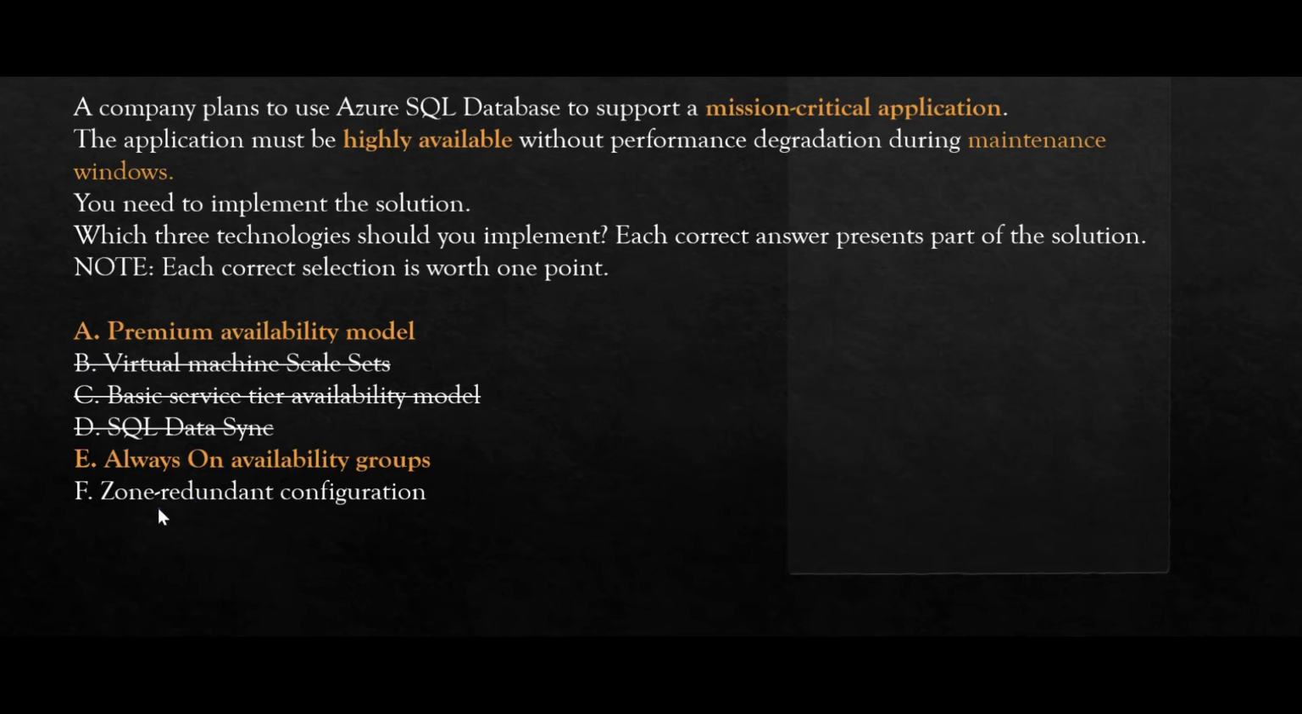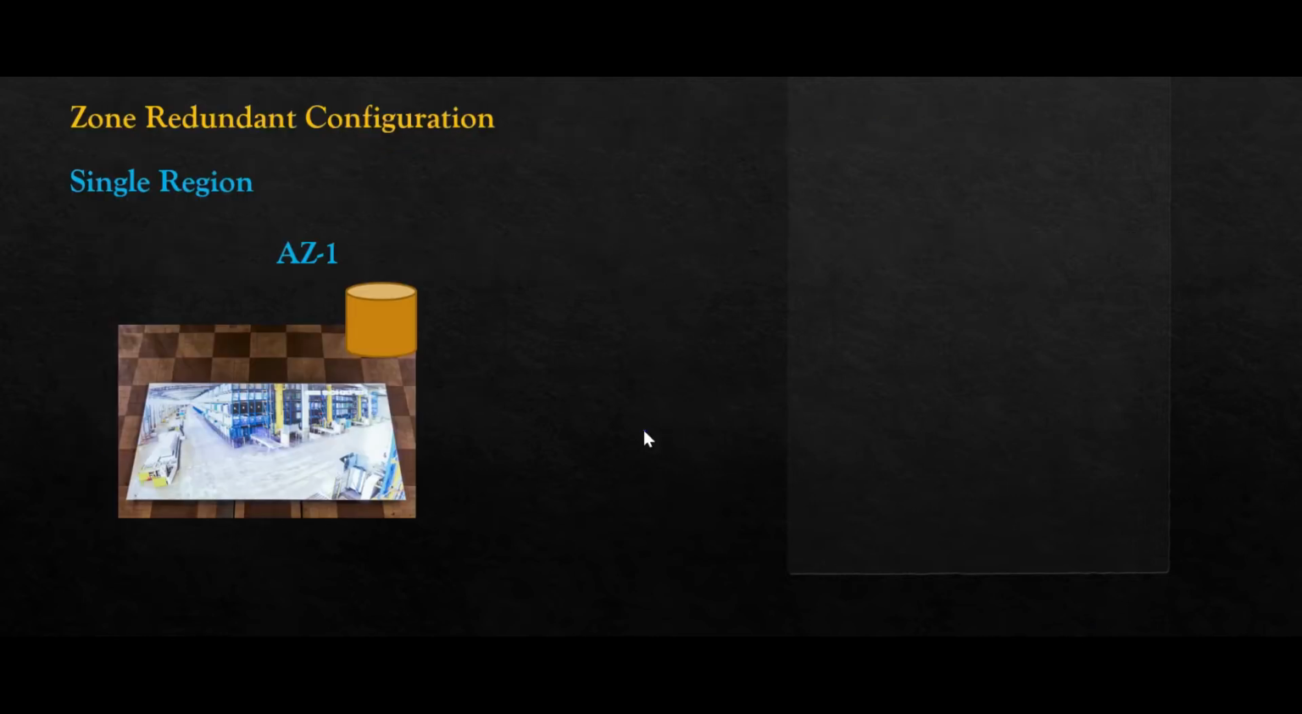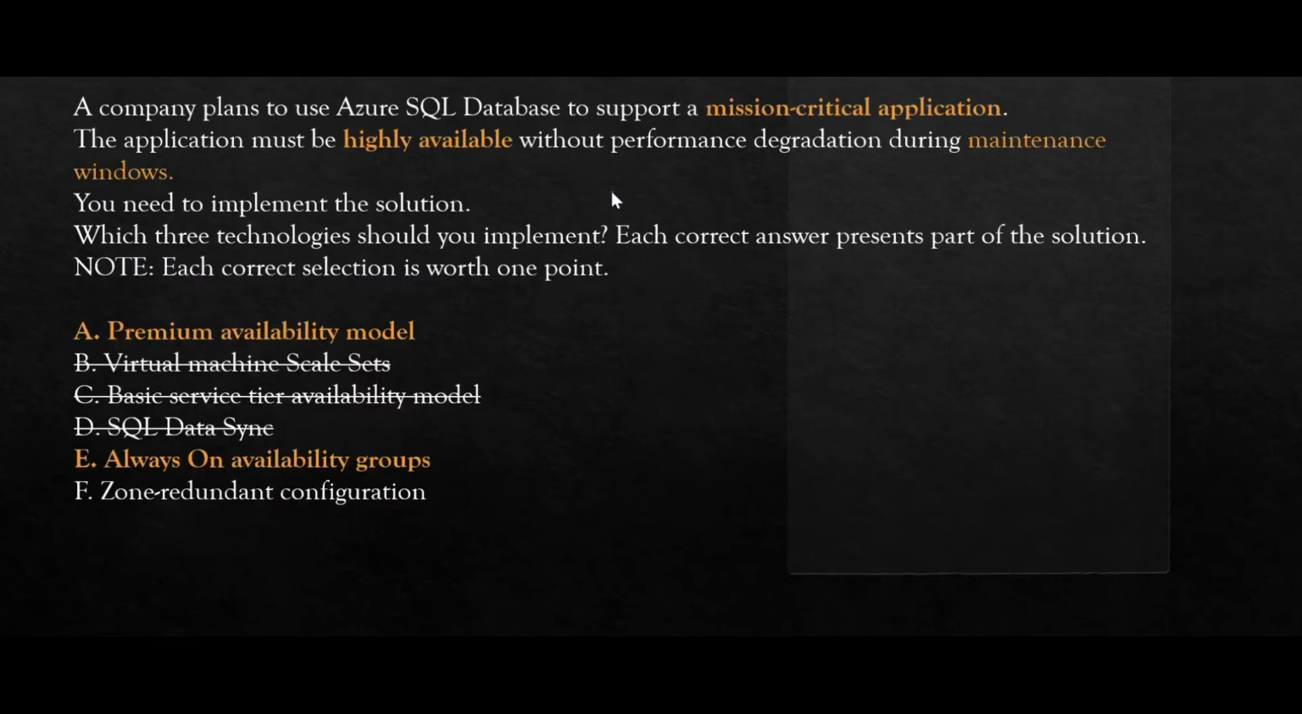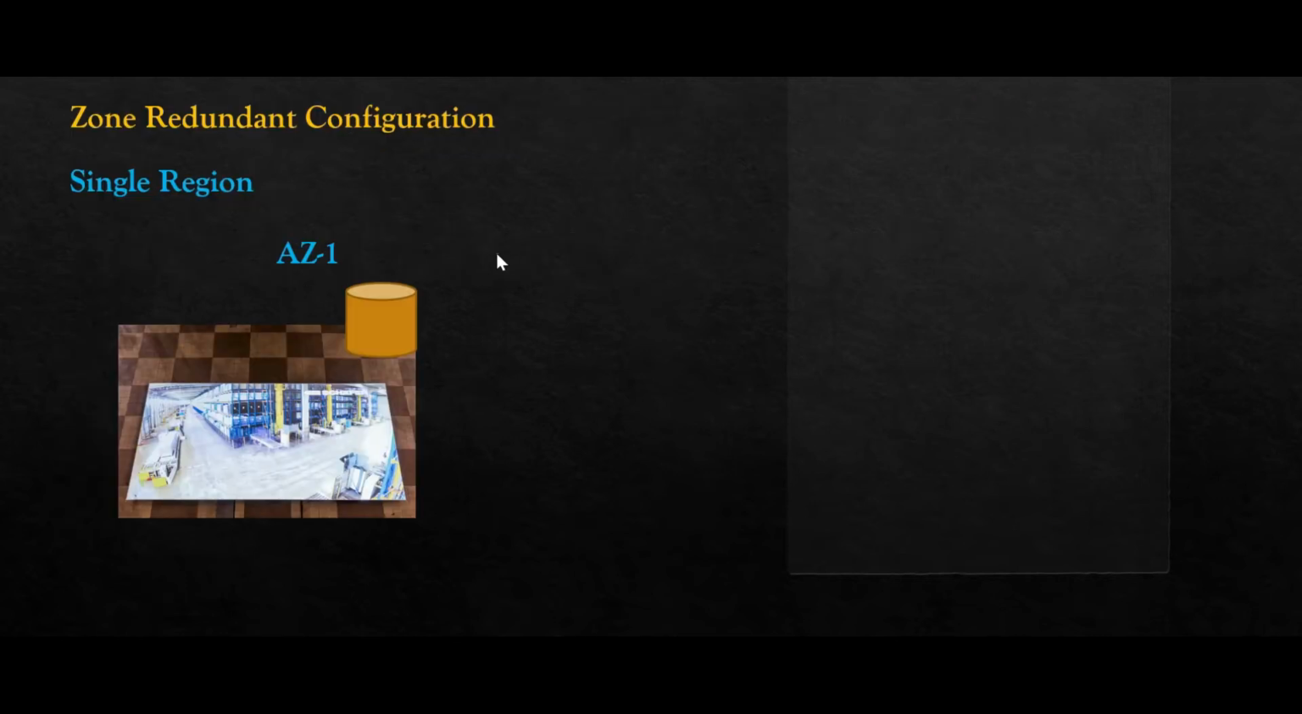Now let's quickly look at option F. That is the only option that is left now, and we have to choose 3, so this should be our answer. But let's look at zone redundant configuration. So what happens is, in order to provide high availability, suppose you are in a single region and you have a single AZ deployment of your Azure SQL database. Now if this fails, you lose connection, and your high availability is compromised. Now the question says it's a mission critical application, so you cannot afford that downtime. Hence, you can choose a zone redundant configuration.